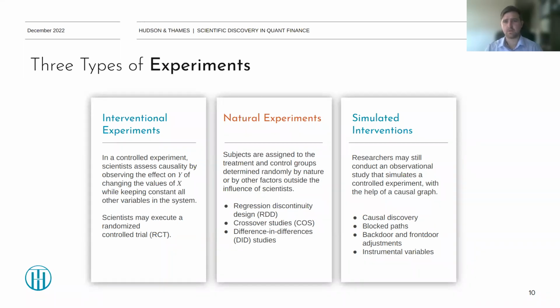Then lastly, we have simulated interventions. These are when researchers may still conduct an observational study that simulates a controlled experiment with the help of a causal graph. So if you can't do direct interventions, you can maybe still measure the strength of the causality that you mentioned, even though you can't necessarily say that there is a causal relationship. If there is one, you can measure the strength of this.